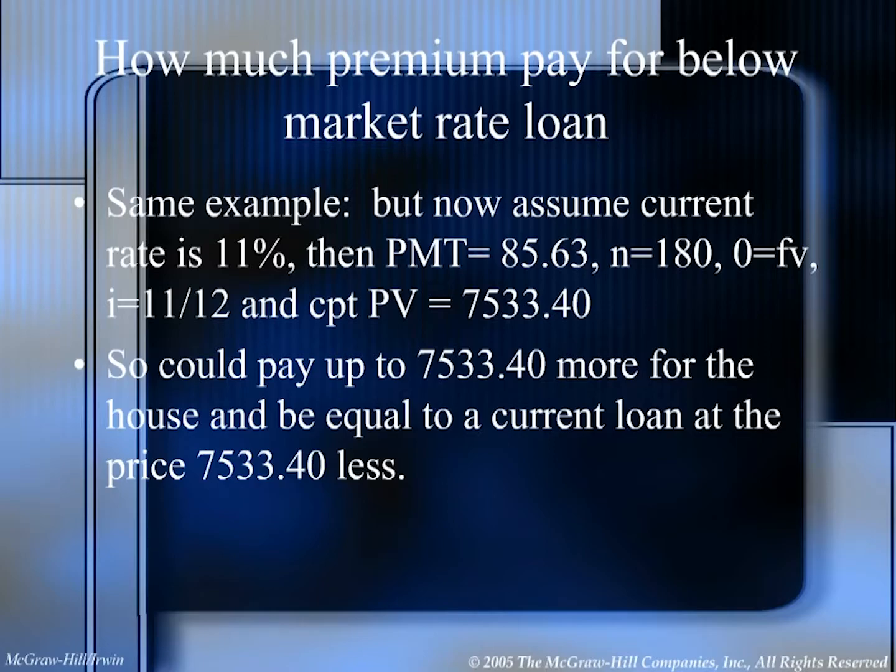If it was a $100,000 house, you could really pay $107,533.40 and be equal to a $100,000 house at the current rate. So that lower financing is worth, in this case, $7,500.